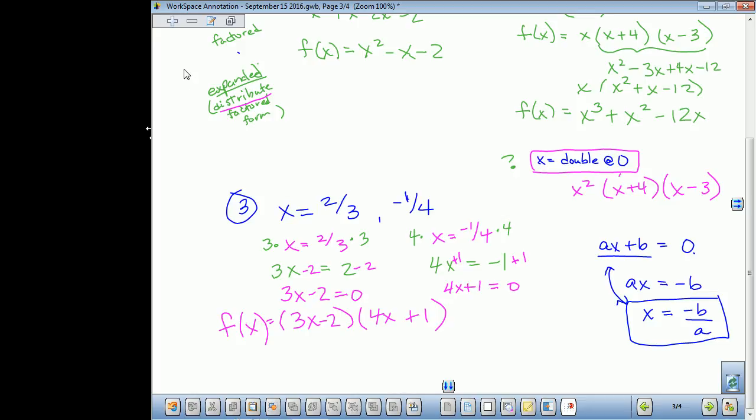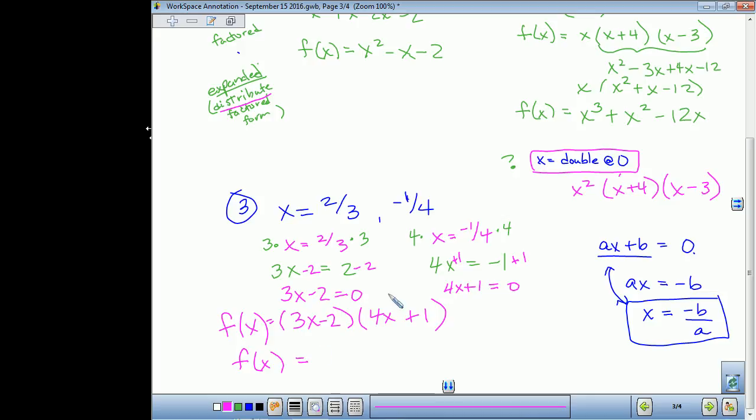And then we just distribute to get expanded form, so we can do that quickly. 3x times 4x is 12x squared. And then 3 times 1 is positive 3x. Negative 2 times 4 is negative 8x. And negative 2 times 1 is negative 2. So this simplifies to 12x squared minus 5x minus 2.